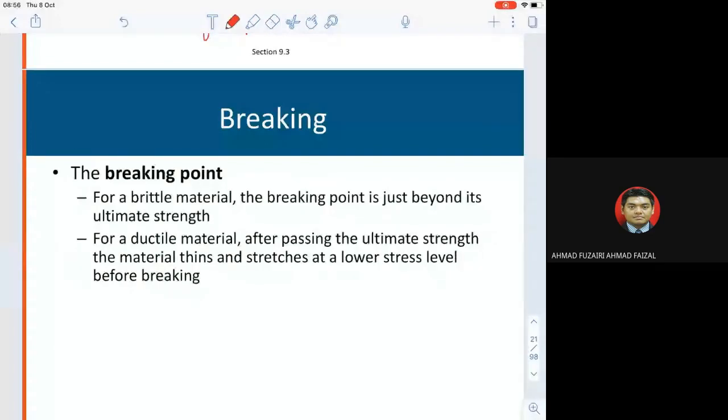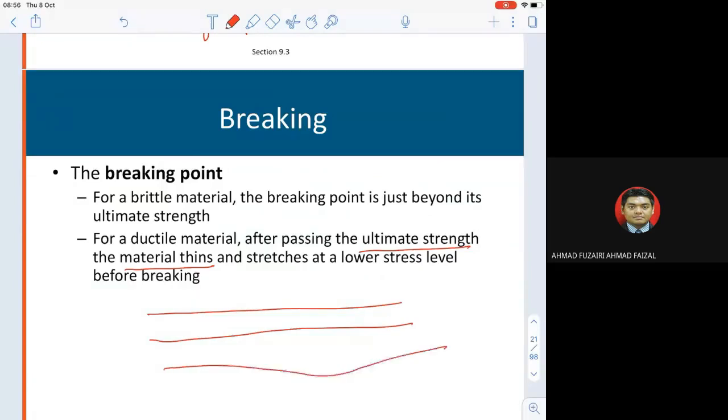Yeah, when they reach the breaking point, after passing the ultimate strength, the material thins. Maksudnya kita boleh perasan kalau ada besi kan, bila kita dah besi asal, bila lama-lama kita tarik dia, lama-lama dia akan jadi macam thin macam ni. At one point, dia susah nak ni eh. After passing the ultimate strength, the material thins and stretch at the lower stress level before breaking. Sebelum dia putus, dia akan jadi macam ni dulu.